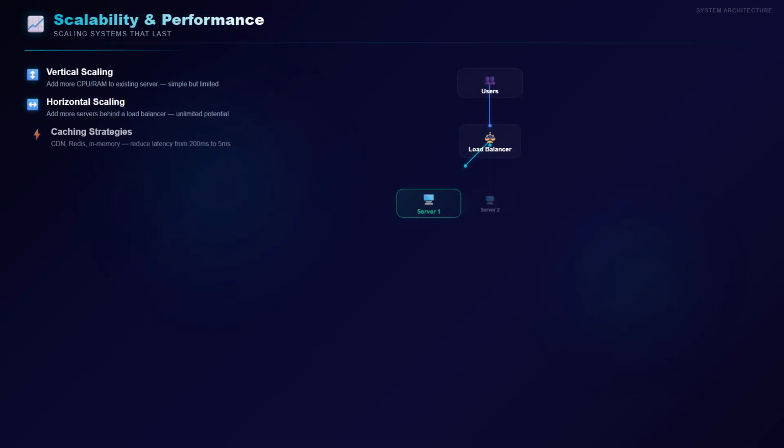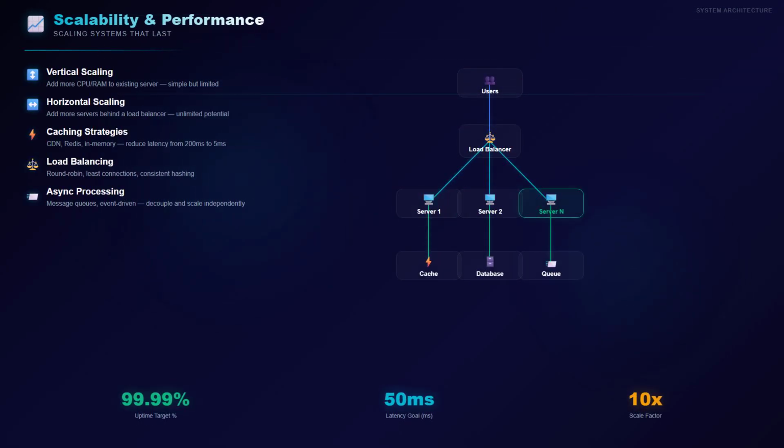Scalability is the ability of your system to handle growing amounts of work. As an architect, this is one of your primary concerns. Let's break down the key strategies. Vertical scaling means adding more power to your existing server. More CPU, more RAM, more storage. It's simple but has hard limits. You can't infinitely upgrade a single machine, and it creates a single point of failure.